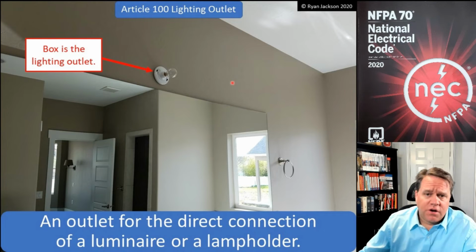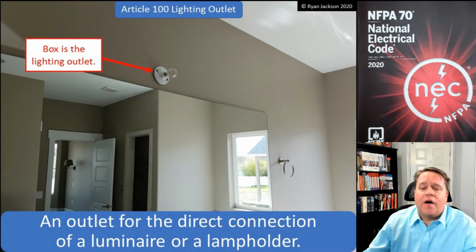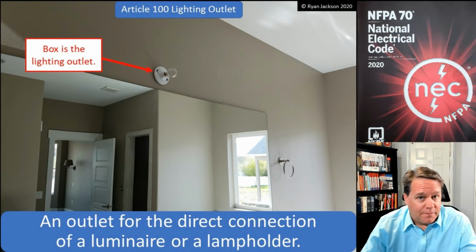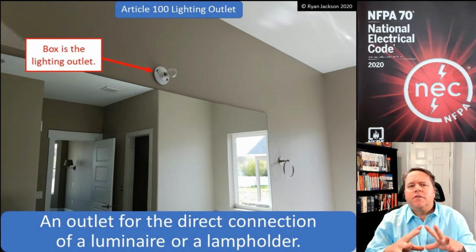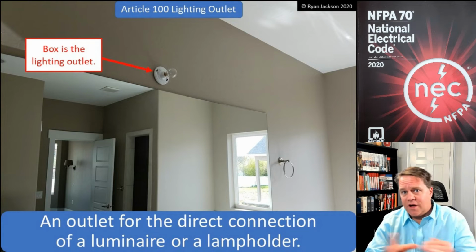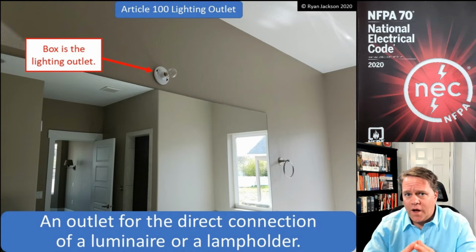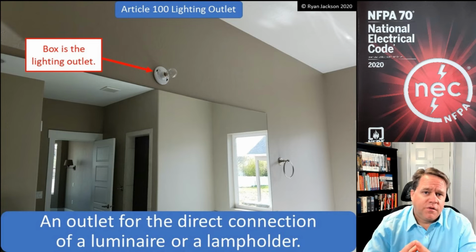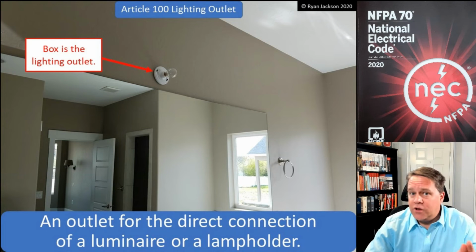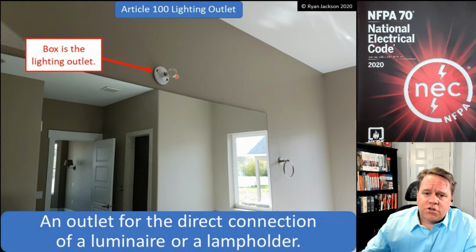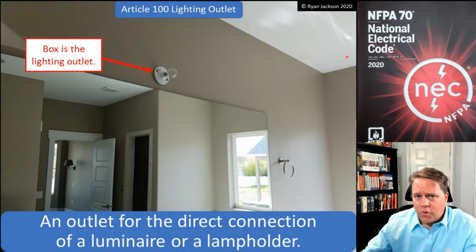So the next definition is lighting outlet. And that would be an outlet for the direct connection of a luminaire or a lamp holder. We haven't covered the definition of outlet yet either, and it's kind of tricky. A lot of these definitions rely on other definitions as well. So an outlet is a point on the premises wiring system where current is taken to supply utilization equipment. So really, it's not so much the lamp holder or the luminaire itself that's the lighting outlet. It's the box with the wire in it.